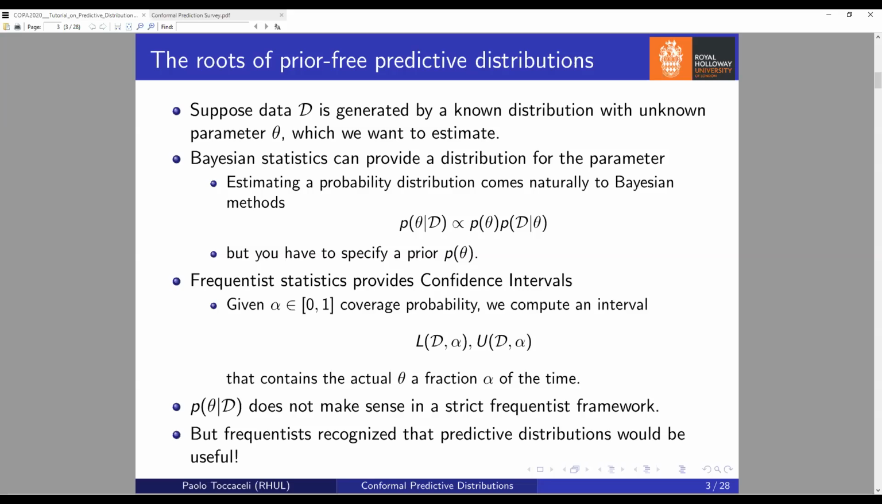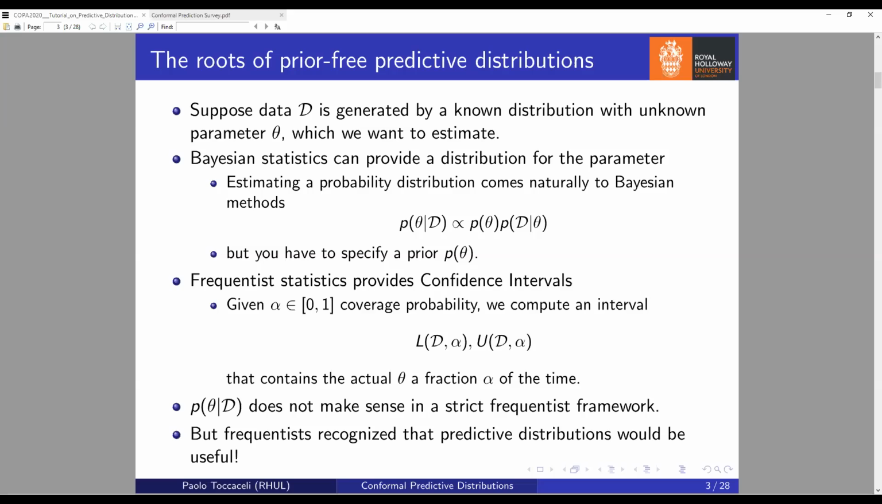Frequentist statistics cannot do what Bayesian statistics can do, but instead provides confidence intervals. So you choose a coverage probability alpha between 0 and 1, and then you can compute an interval by means of two functions, L and U. And this interval contains the actual theta a fraction alpha of the time as you sample the data D. It is important to notice that in a strict frequentist framework, you cannot even talk about the probability distribution of theta given the data, because theta is a parameter, a state of nature, and it's a tenet of frequentist statistics that you cannot assign a probability to a state of nature. It is out there. The gravitational constant is out there. It doesn't have a probability of being within a certain interval.